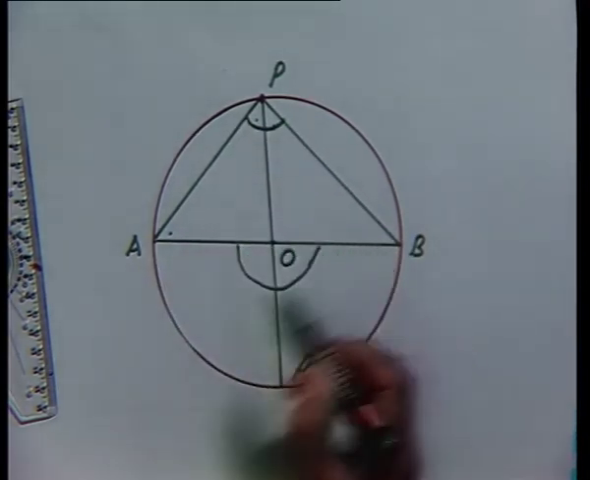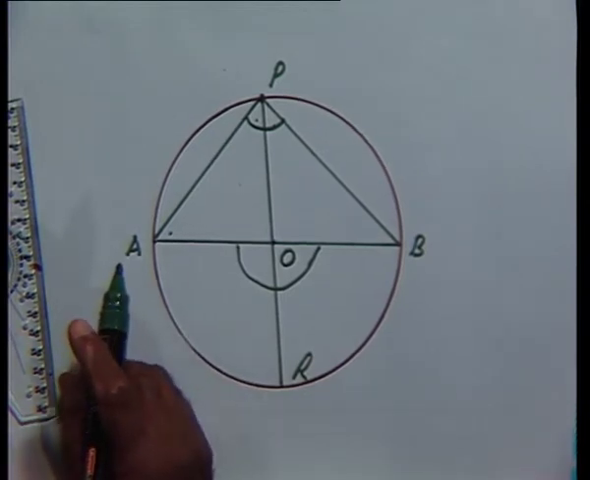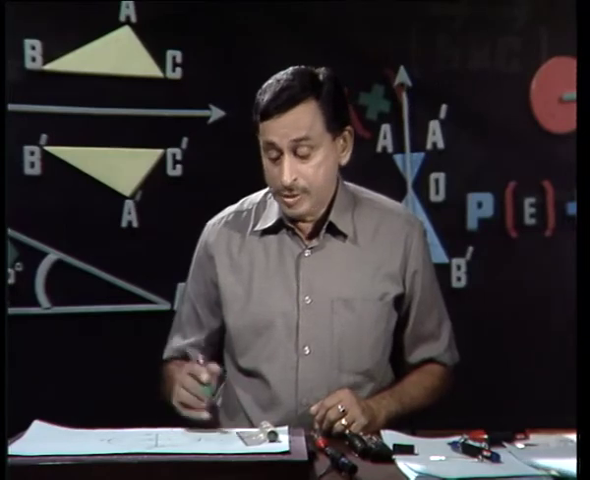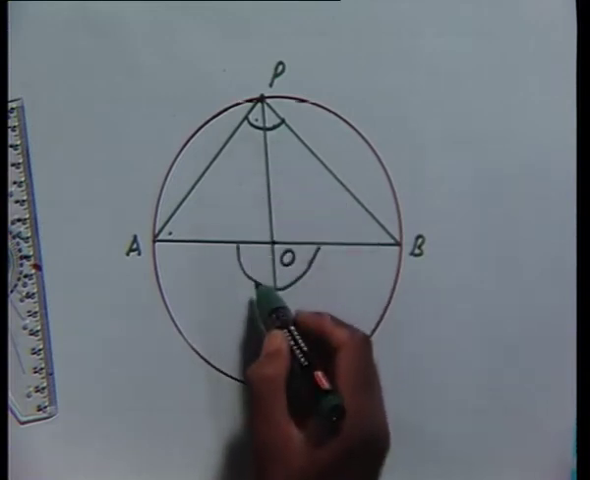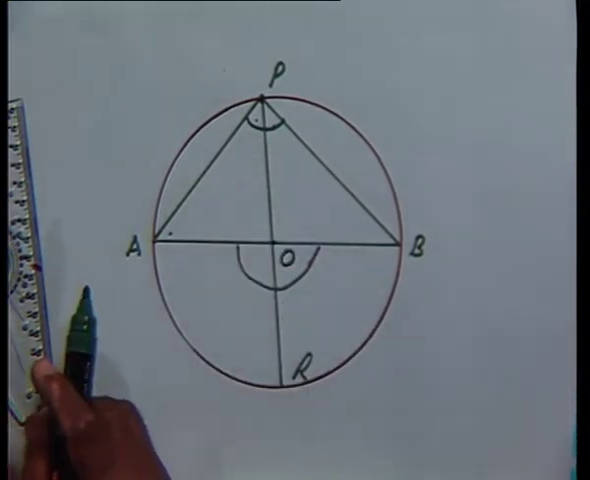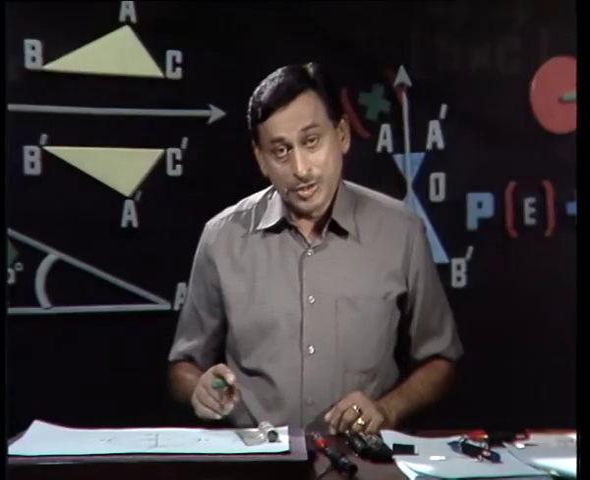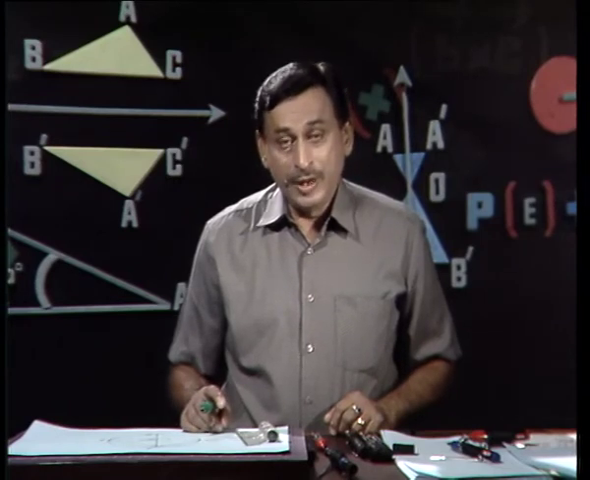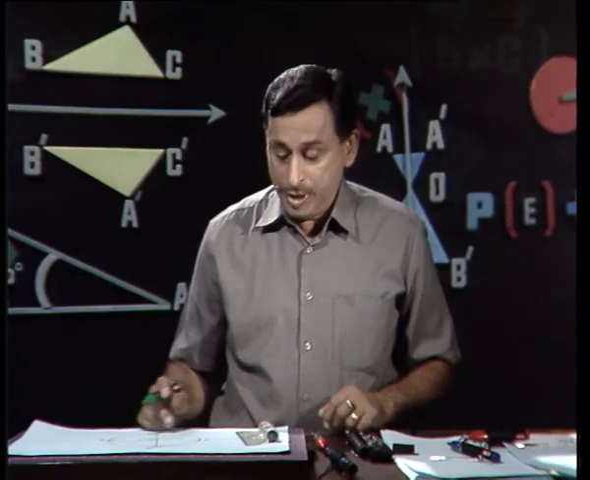What do you call this straight angle? What is the measure of a straight angle? The measure of a straight angle is 180 degrees. So, what will be the measure of this angle? 90 degrees, because this is double of this. So, this gives us a very important property, that is, angle in a semicircle is always a right angle, its measure is 90 degrees. The same situation can give us another very important property, and what will that be?